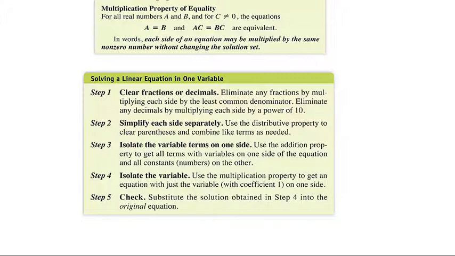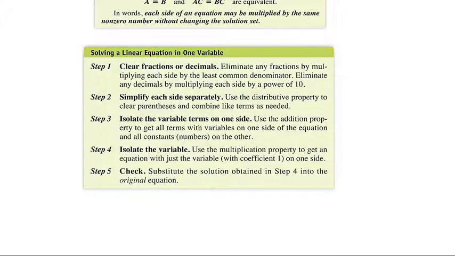So then once we've gotten rid of fractions and decimals, we want to simplify each side separately. That's where we're combining the like terms on the left and the right. And then next we want to isolate the variable term, so we use the addition property of equality and the multiplication property of equality. We want to get the variable on one side by itself and then everything else on the right.